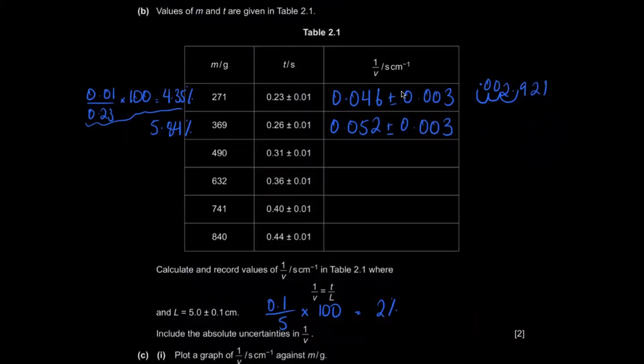Then this one, so 0.01 divided by 0.31 times 100. This is 3.22 plus the 2. So this has a total uncertainty of 5.22%. So T upon L is 0.31 upon 5. This is 0.062 plus or minus 5.22% of this value, this is 0.00323. Then the next one. So the total uncertainty turns out to be 4.78 percent in this case. So 0.36 divided by 5 is 0.072.